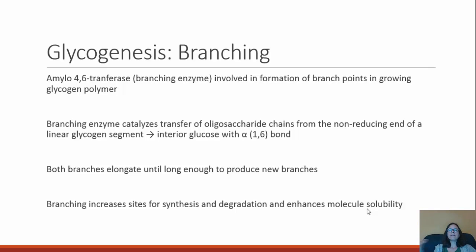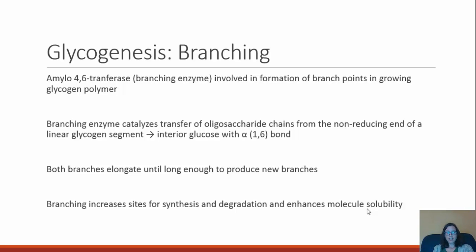Okay, so we have the beginning of a glycogen molecule, which is a linear polymer, but how do we get these branches on it? Well, we do this with the branching enzyme, also referred to as amylo-4,6 transferase, but usually branching enzyme. Now, the branching enzyme catalyzes the transfer of the oligosaccharide chains. So remember, oligosaccharides are chains of about 7 glucose residues. And so the branching enzyme catalyzes the transfer of these shorter glucose chains from the non-reducing end of the linear glycogen segment and transfers them on to an interior glucose using the alpha-1,6 bond.